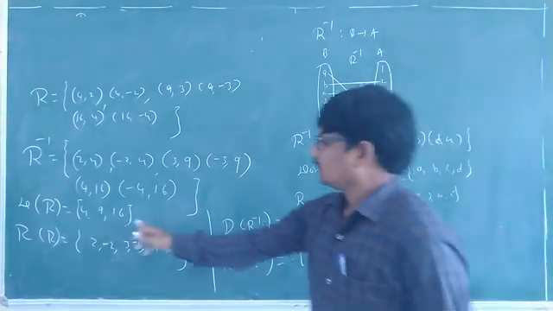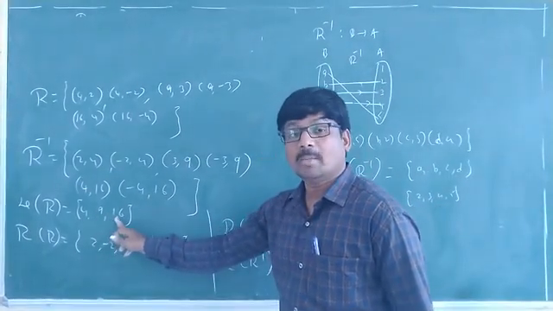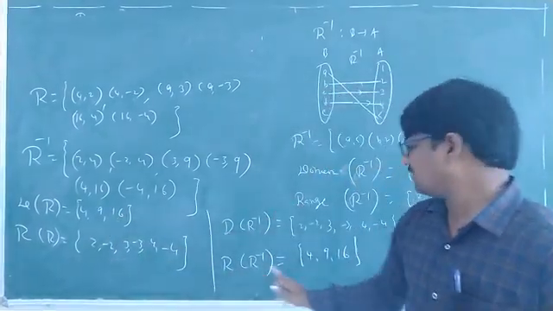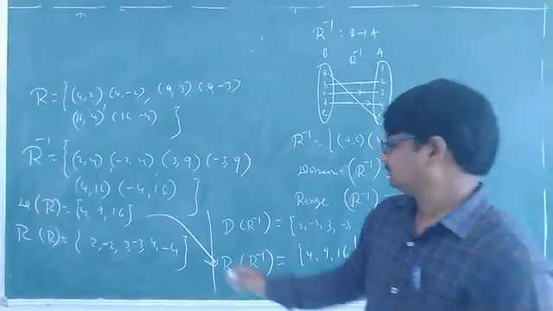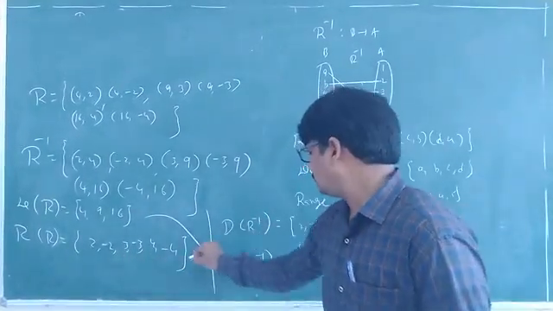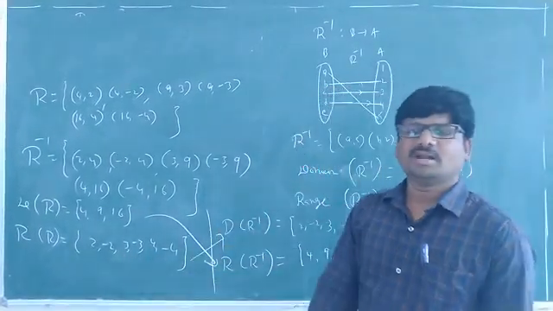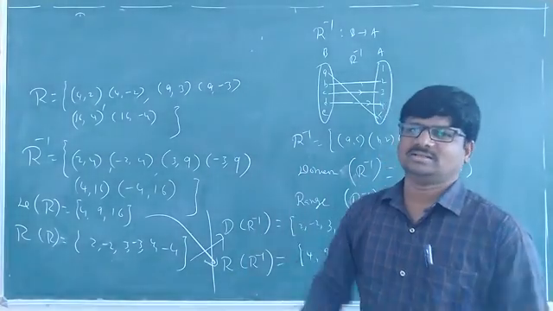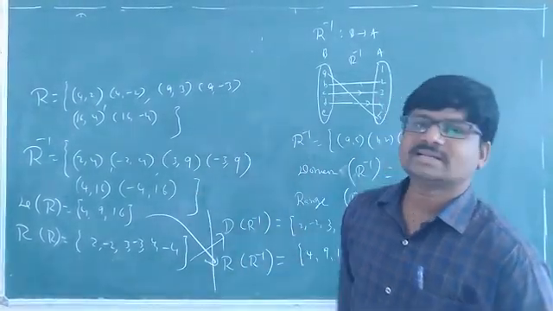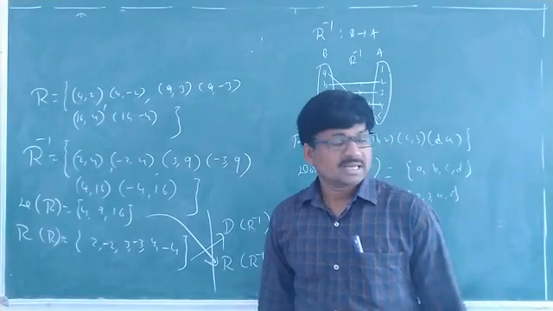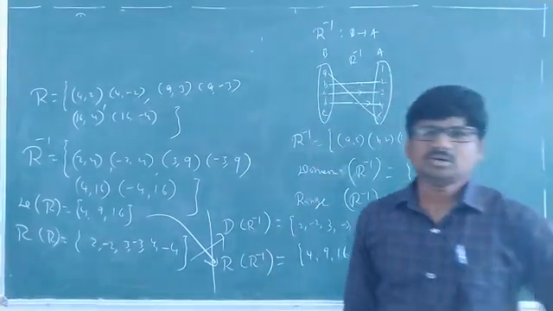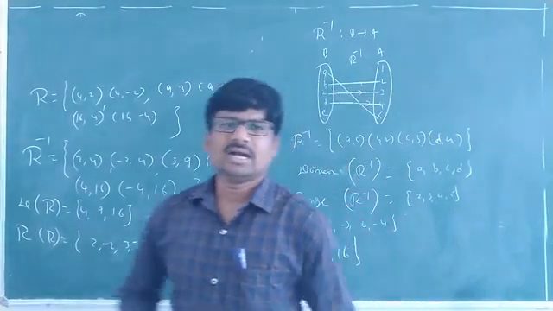So here domain of R is equal to range of R inverse. Next, range of R is equal to domain of R inverse. Those will also be reversed. Okay, it is about inverse relation. Remember this. So it is about relations, functions and inverse relation.